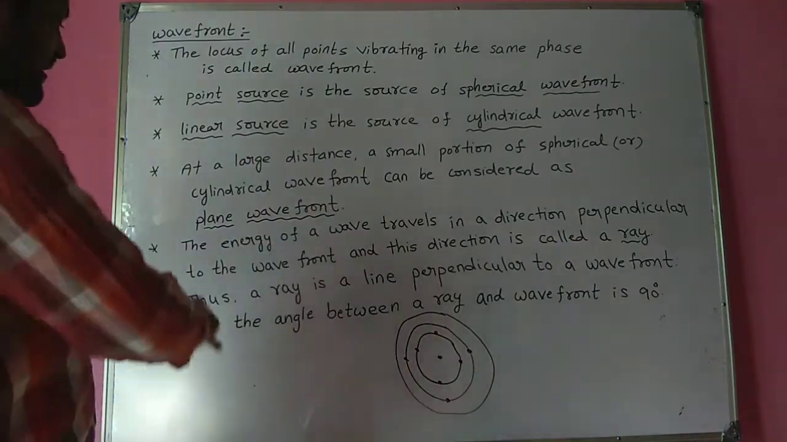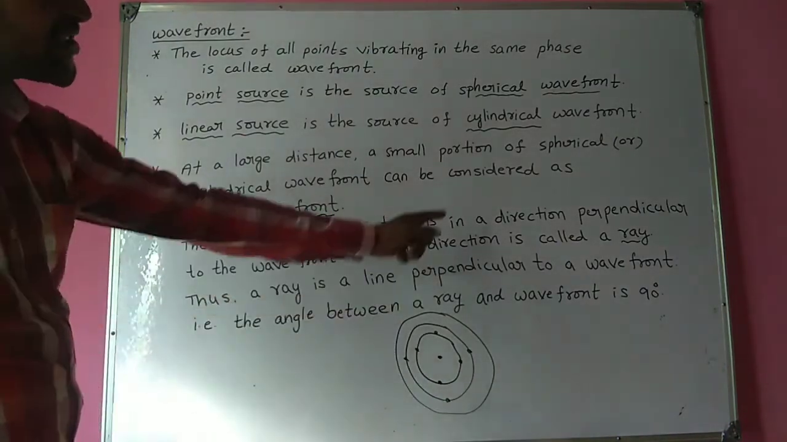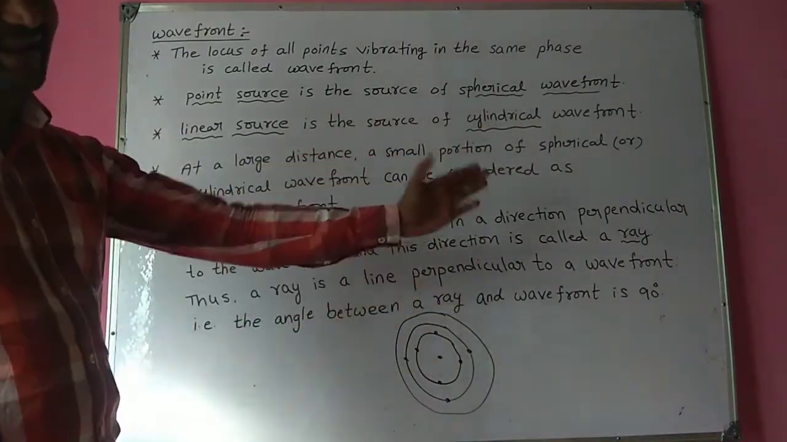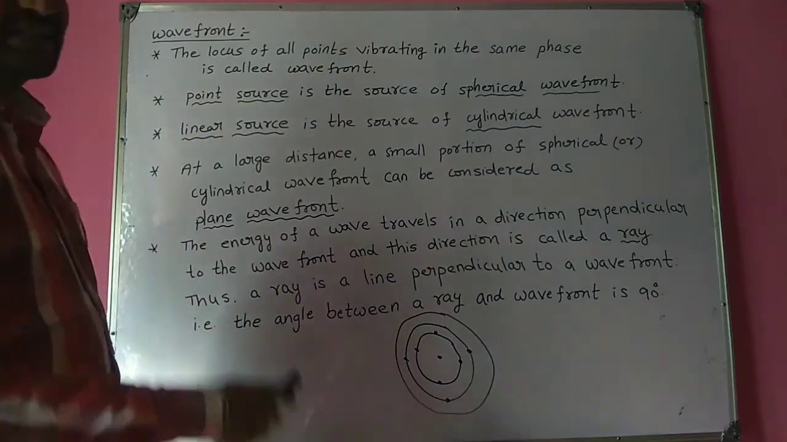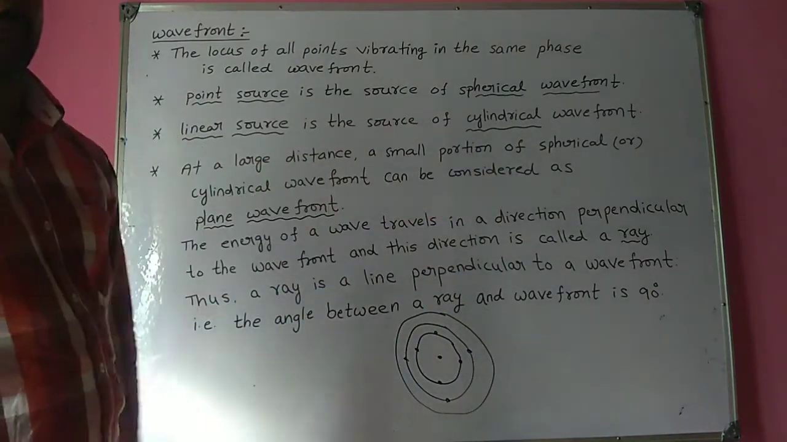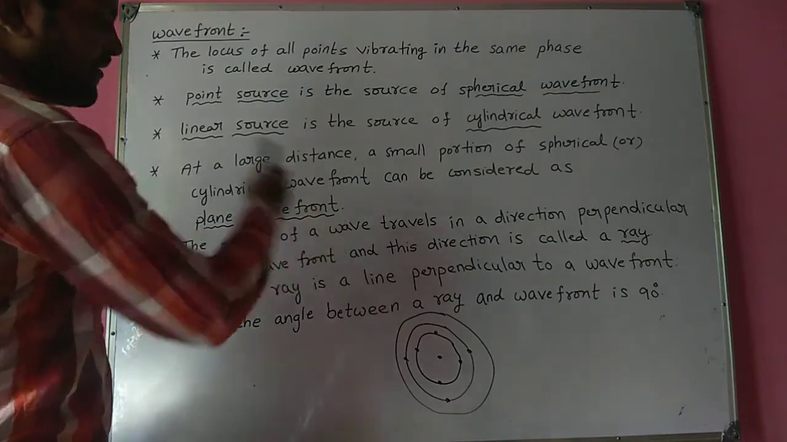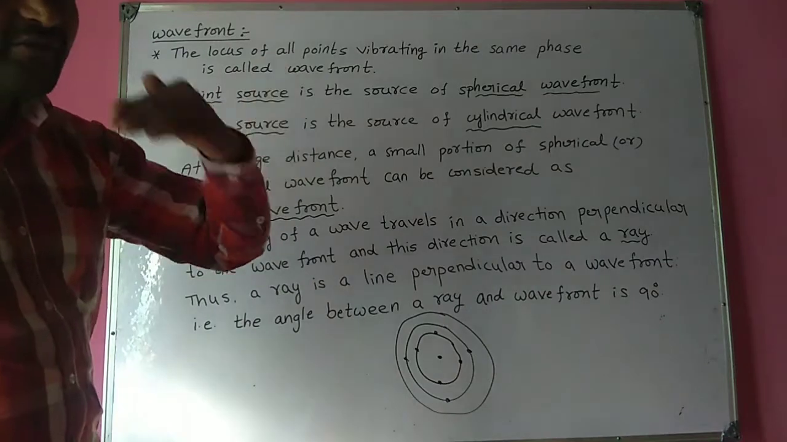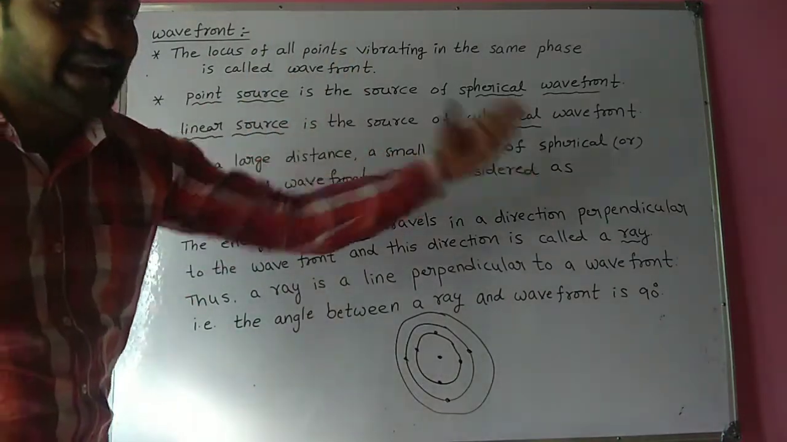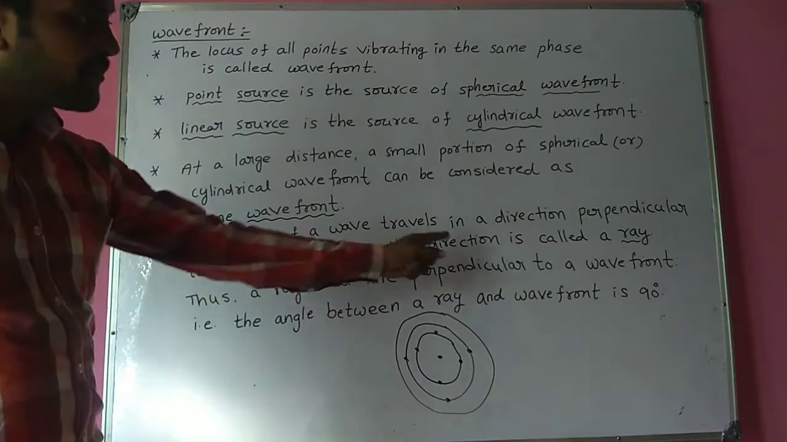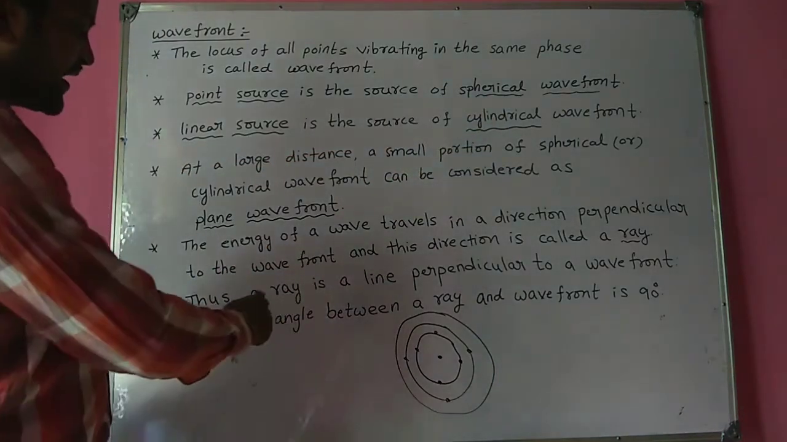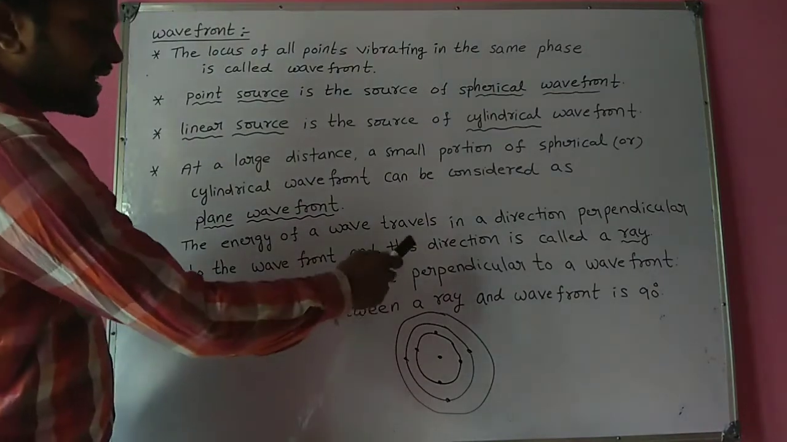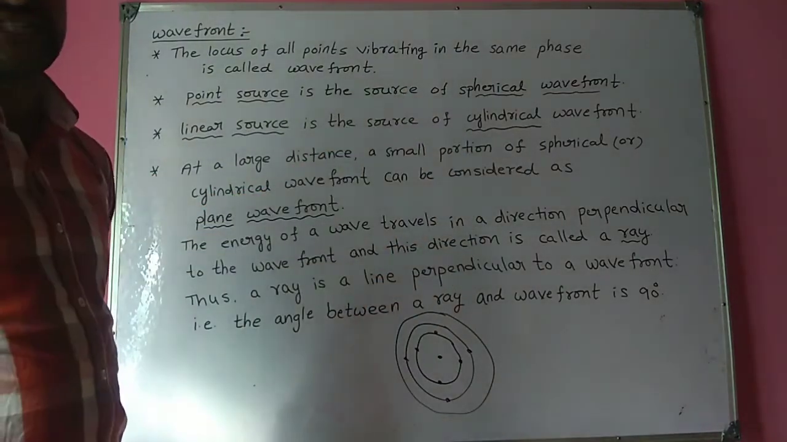A small portion of spherical and cylindrical wavefront at a large distance can be considered as plane wavefront. The energy of a wave travels in a direction perpendicular to the wavefront. Already we know the definition of a light ray. The straight line along which the light travels is called a ray. Here, the energy of a wave travels in a direction perpendicular to the wavefront. The direction along which the light or the energy travels is a ray. That means a ray is a line perpendicular to the wavefront. That is, the angle between a ray and wavefront is 90 degrees.